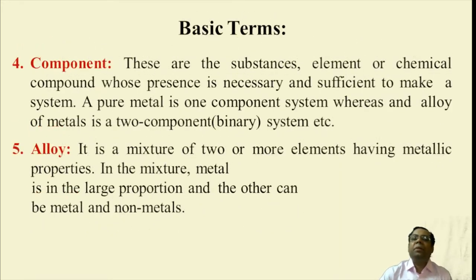Next comes the component. These are the substances, elements or chemical compounds whose presence is necessary and sufficient to make a system. A pure metal is a one-component system, whereas an alloy of two components is a binary system, etc. Now when we are discussing alloy, obviously it is a mixture of two or more elements having metallic properties, and in this mixture metal is in the large portion and the other can be a metal or non-metal.